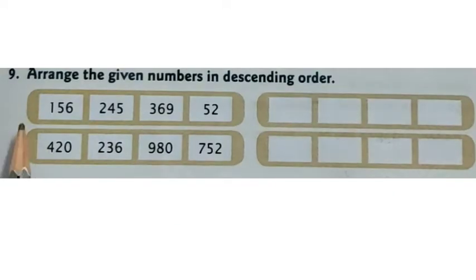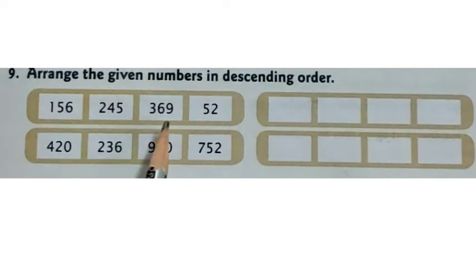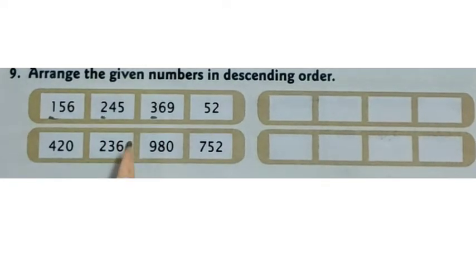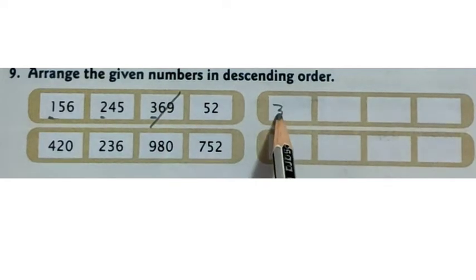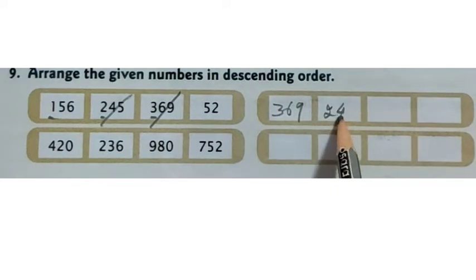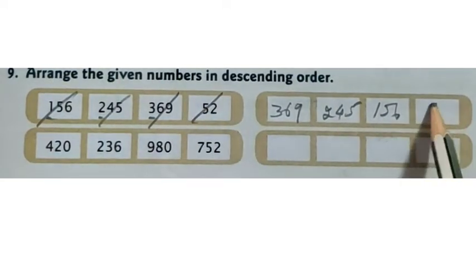Now let's move to the last heading, that is the 9th question. Arrange the given numbers in descending order. The meaning of descending order is arranging the numbers from big to small. Here, children, all are 3-digit numbers except this 52. 52 is the smallest number. So compare the hundreds place: 1, 2 and 3. Now 3 is big, so 369 comes first. Next, 245, and the next one is 156, and the last one is 52.